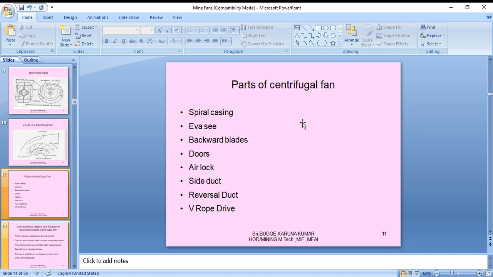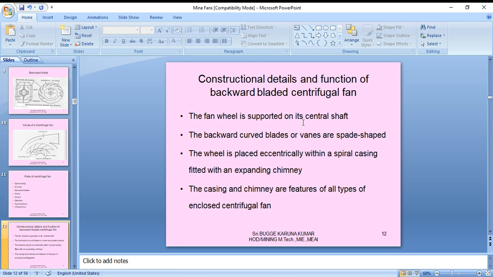Parts of the centrifugal fan: spiral casing, evasé, backward blades, doors, airlock, side duct, reversal duct, V-rope drive. These are the basic parts of the centrifugal fan. Construction details and functions of the backward bladed centrifugal fan.